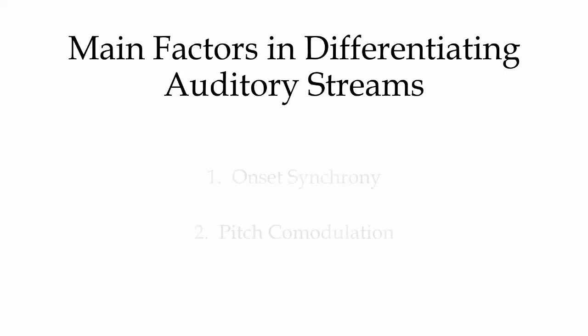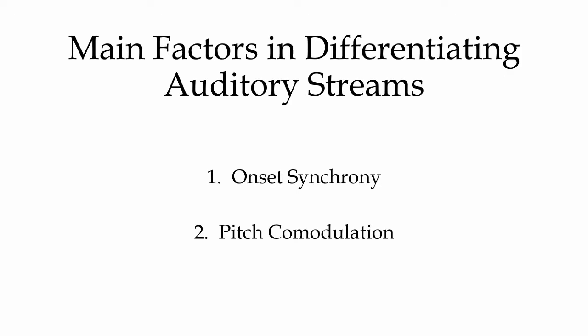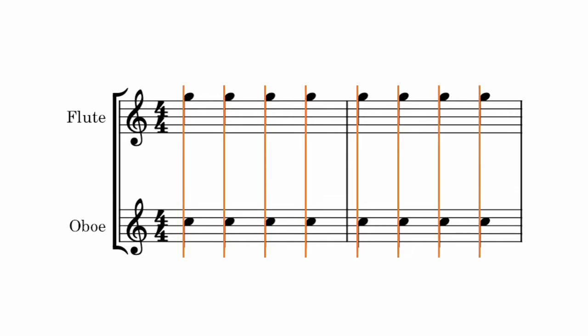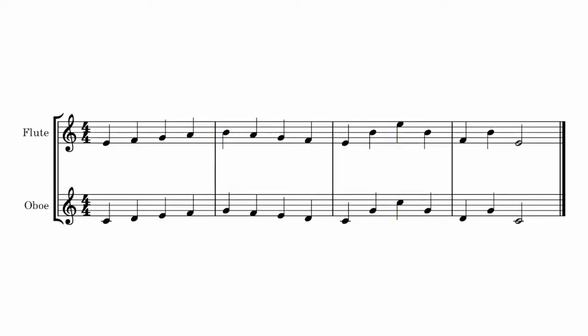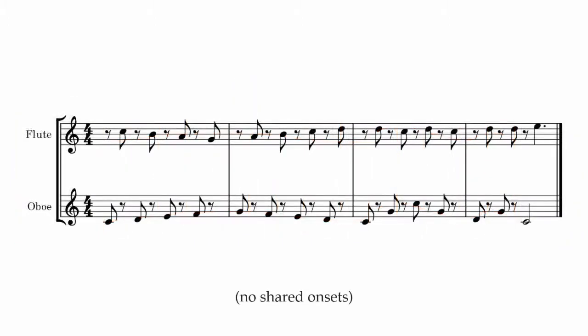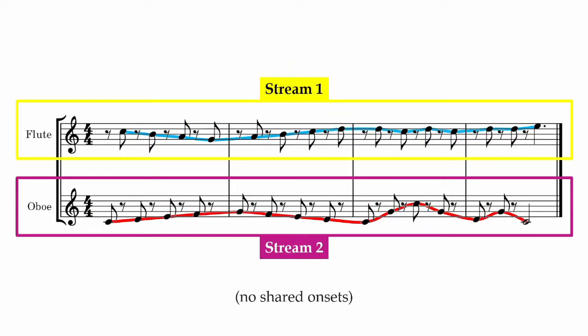These parameters are onset synchrony and pitch comodulation. Onsets are simply the beginnings of notes. If the notes of two different instruments consistently begin together, or in synchrony, then we are more likely to hear those instruments as belonging to one musical stream. Pitch comodulation analyzes if the pitch contours of two different lines rise or fall in conjunction with each other. Simply put, when two voices have the exact same rhythms and pitch contours, we'll most likely interpret them as the same musical stream. As these differ, we begin to notice two separate musical streams.